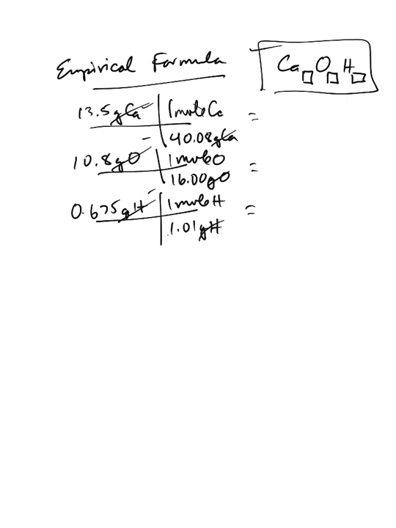I don't really have a calculator, so I'm going to have to use my phone, but let's see what I get when I take 13.5 divided by 40.08. I get 0.337 moles of Ca. My oxygen is 10.8 divided by 16. I get 0.675 moles of O. Notice how I write the units.